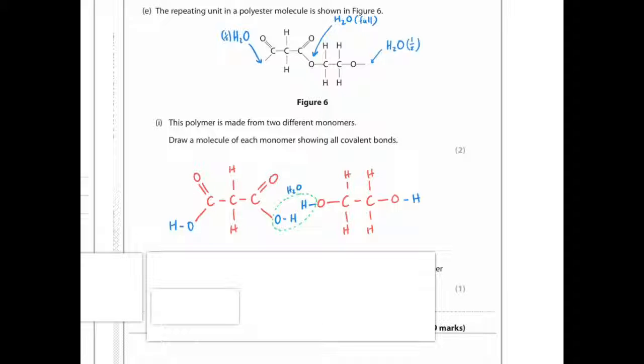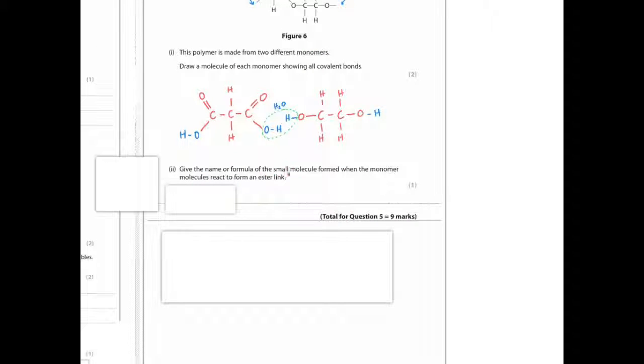COOH, OH. Give the name or formula of the small molecule formed when the monomer molecule reacts to form an ester link. So what's actually produced when they react to water? So in other words, when they bond, what molecule is produced?